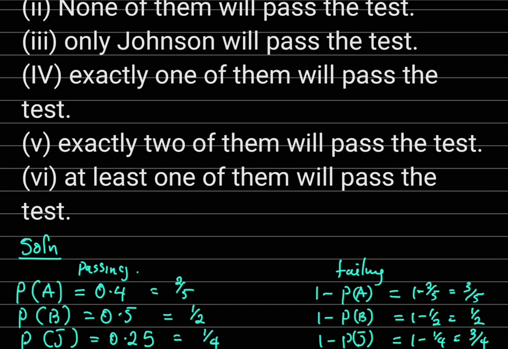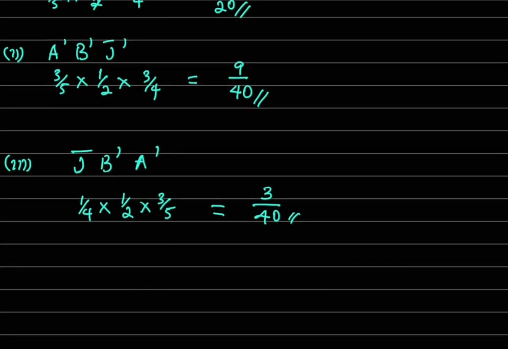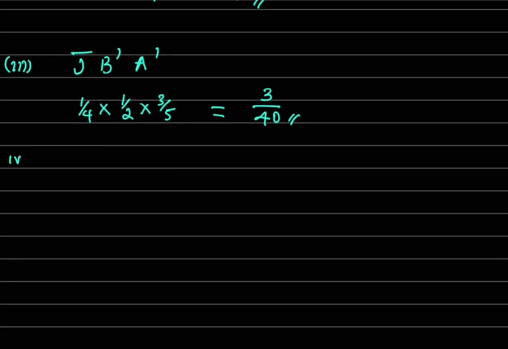Then the last, the fourth one says exactly one of them will pass. Now this is where you just have to do a little bit of work. Exactly one of them will pass means that A can actually pass, but B will fail and J will fail, or A himself will fail, but B will pass, then J will fail, or A will actually fail, B will actually fail, then J will actually pass.